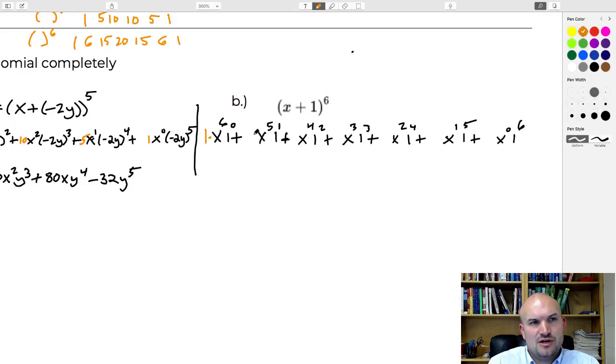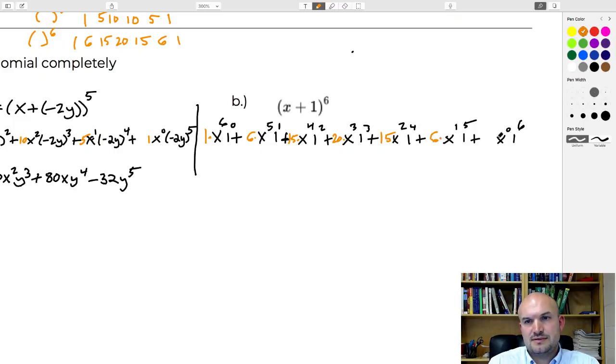And again, remember, these are all multiplied. 6. We're going to have a 15. We'll have a 20. Oh, what am I doing? I've got to slow down. 15.